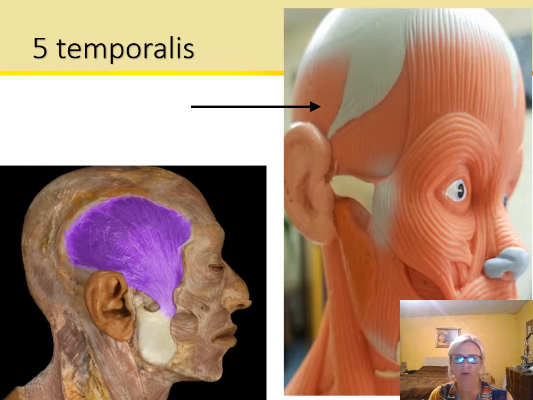All right, so show me, where is your temporal bone? Temporal, right? By the temples, temporal bone. So the muscle right there is the temporalis, the temple of the head. This helps to elevate or lift up the mandible, and it can also retract it, so pull it back posteriorly.